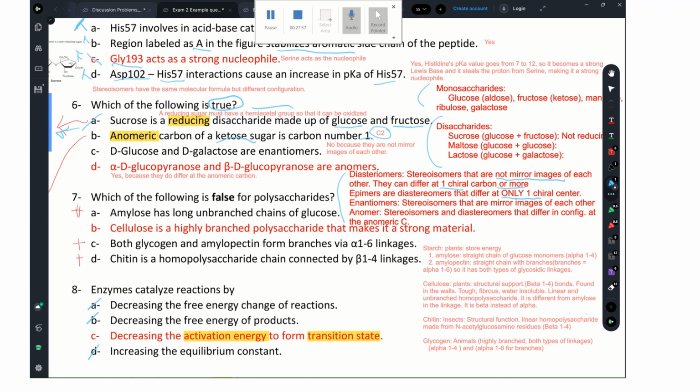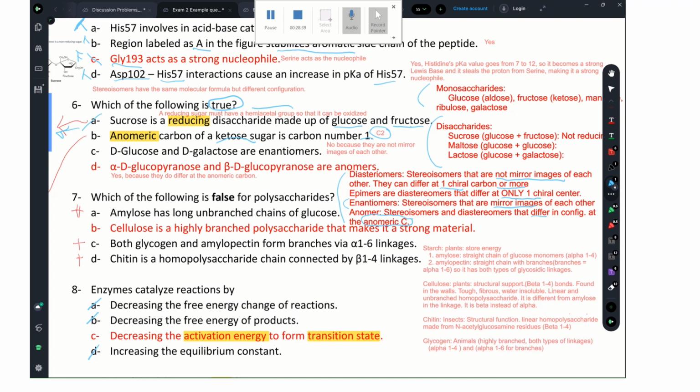Enantiomers are stereoisomers that are mirror images of each other. So I remember enantiomer because this is a lot of terminology. Enantiomer, I remember the Harry Potter Mirror of Erised or whatever. So when I remember that mirror, I just think enantiomers, mirror images of each other. I don't know if that'll help you. Anomers are stereoisomers and diastereomers that differ in configuration at the anomeric carbon. So for an anomer, it's talking about the anomeric carbon specifically. It has to differ at that carbon.